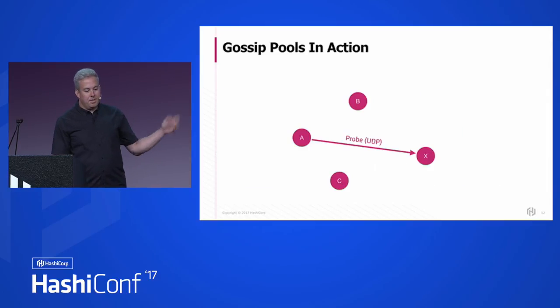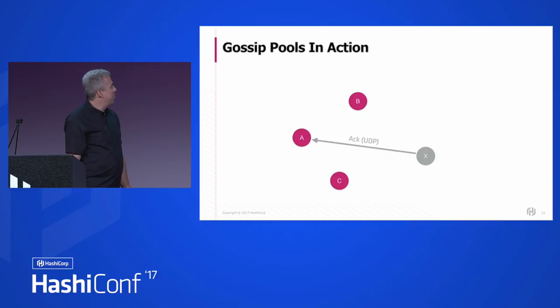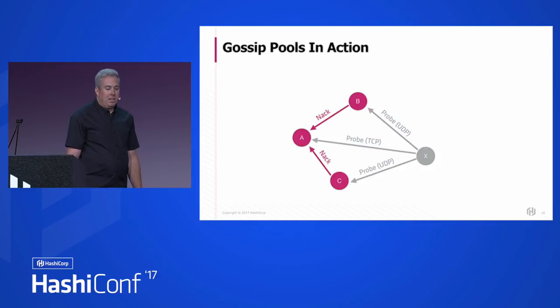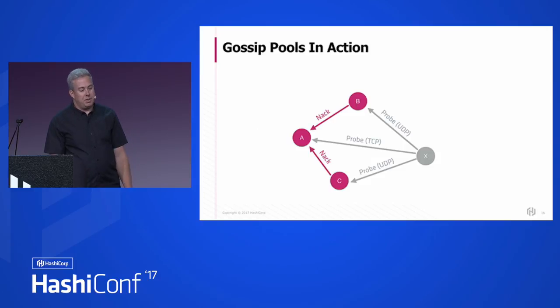So this is a lot of words, and it's hard to explain this stuff because there are a lot of subtle things. So this is just an animation showing what the gossip pool is doing. These bubbles all represent different Consul agents. In this case, the agent on node A is doing a health check on node X. It sends a probe. It doesn't get an ACK. It asks its peers to probe it. They send a probe. They didn't hear back. It also tried to send a TCP message to it. It didn't hear back.